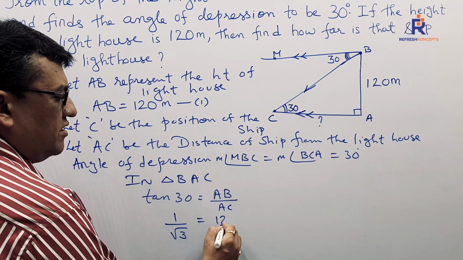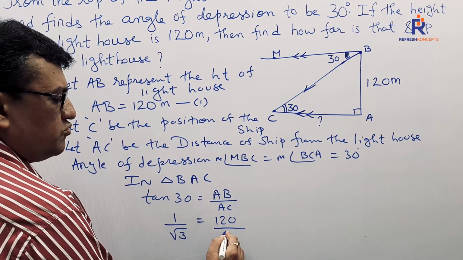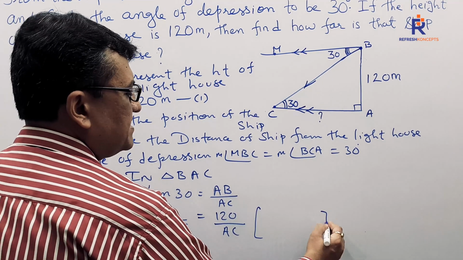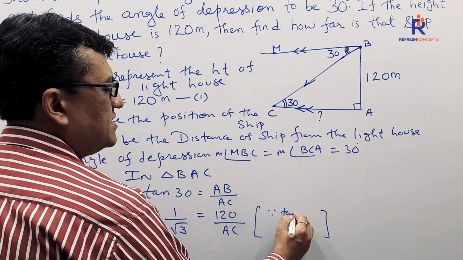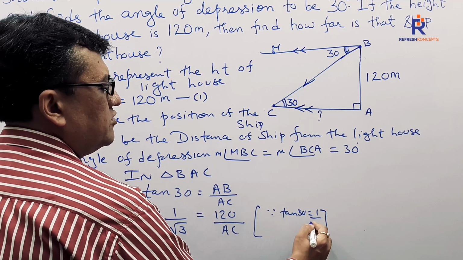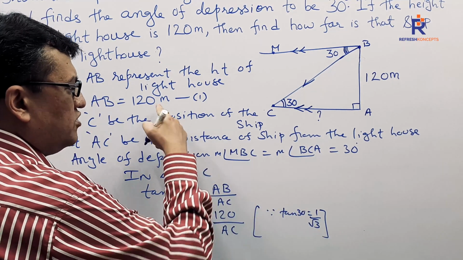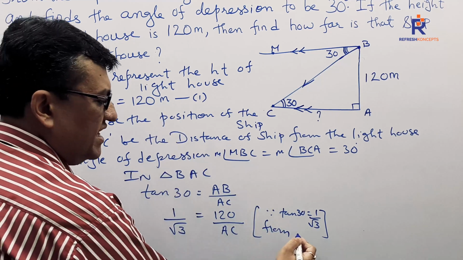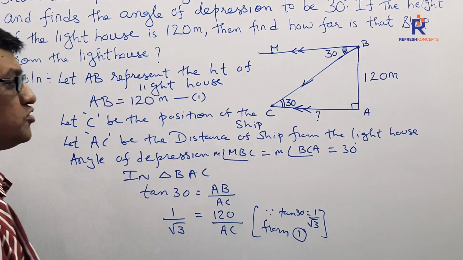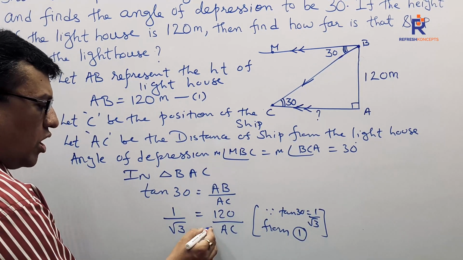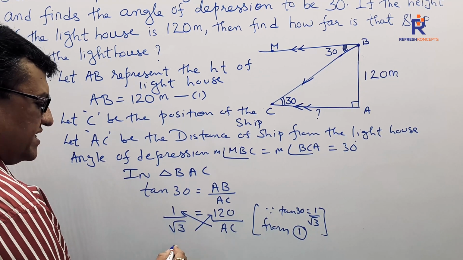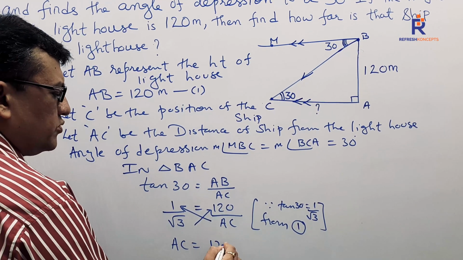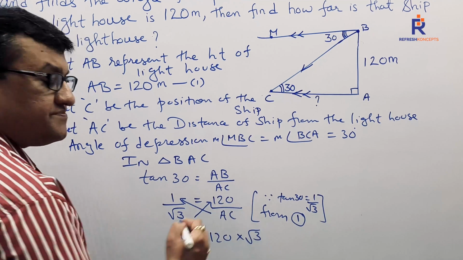AB is known to me, 120. AC is what we need to find out. Just write down beside it, since tan 30 is 1 by root 3. Moreover, you can write down from equation 1 also, since AB is 120. On cross multiplying, what do we get? AC is equal to 120 into root 3.